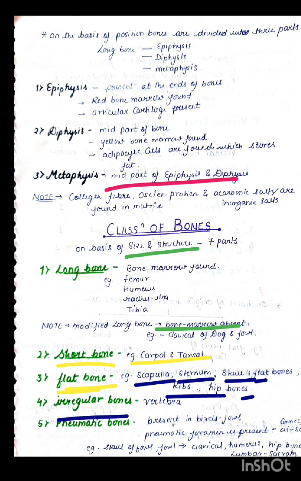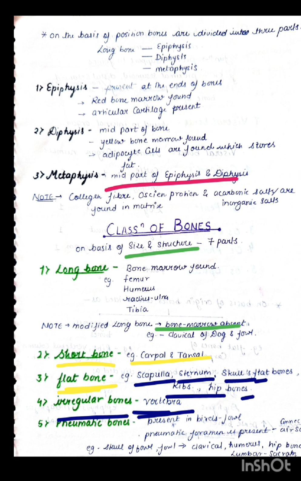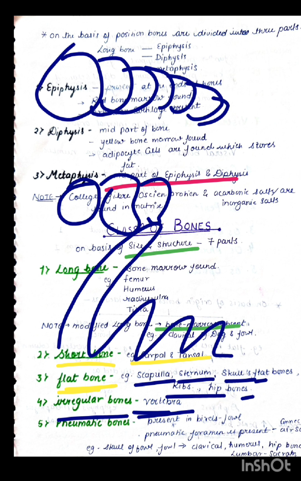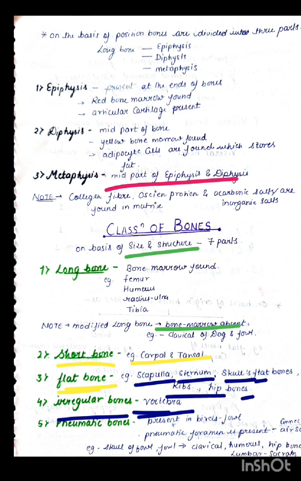The fourth one was irregular bones. For example, vertebra. These do not have a regular shape. These are irregular in shape. For example, cervical vertebrae are like this in shape, thoracic vertebrae are like this in shape, and lumbar vertebrae look like this. Sacral vertebrae are fused. Coccygeal vertebrae are small bones. So all these five types of vertebrae are included in the irregular bones.